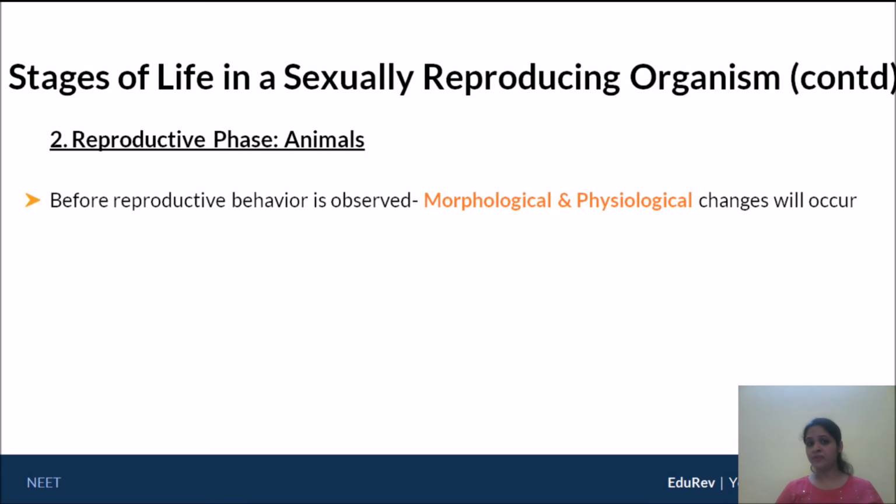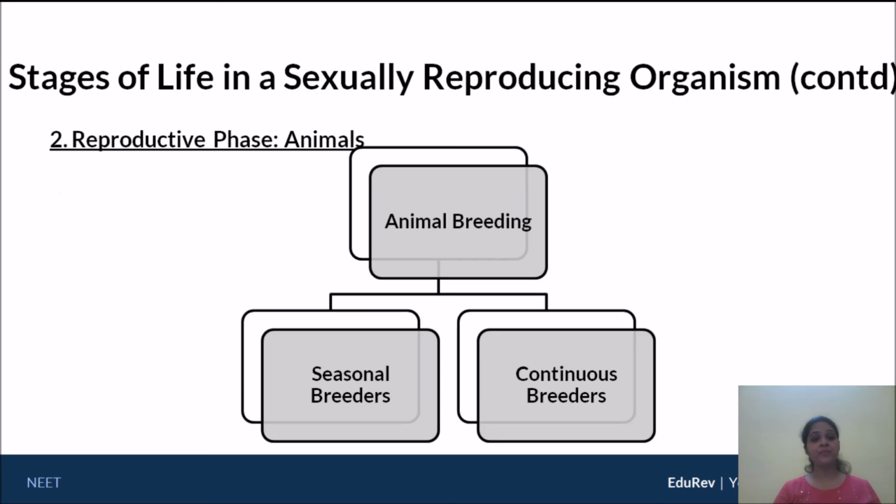Likewise, in the case of human females, you will see morphological changes. You will see the formation of secondary sexual characteristics, like even the tone of voice and the breasts in the case of females. And you will also have the menstrual cycle starting in human females. That's a physiological change.